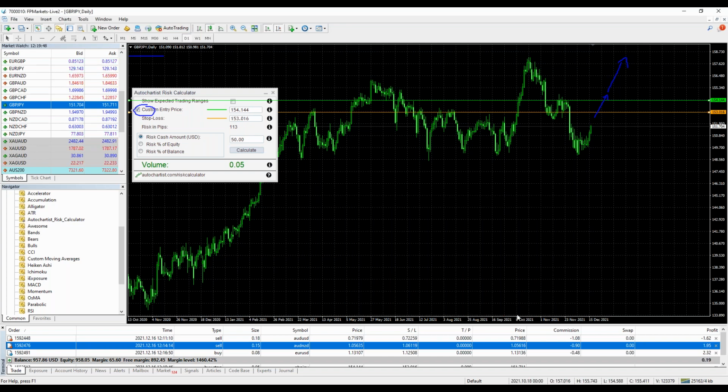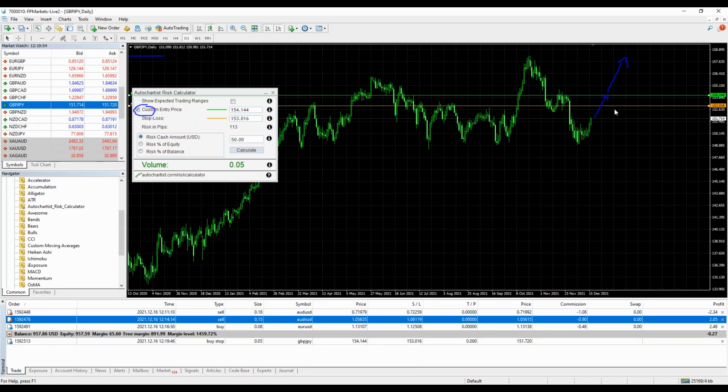Okay, so now I'm into the market. Well, I'm not in the market, but I have a pending order that if the price hits the green line, it's going to set my stop loss at the orange line. And that's how to use the custom entry price order button. Notice again, I've traded GBP yen with over 100 pip risk, but I've only risked $50 on this trade. And again, you see the power of this tool.